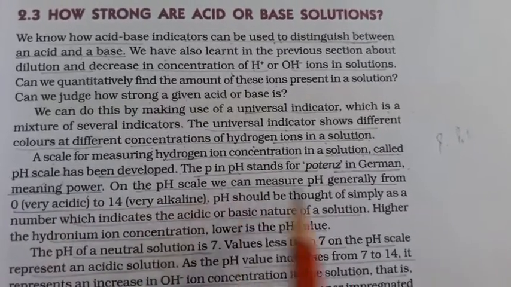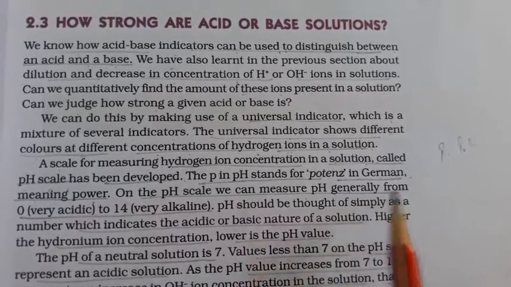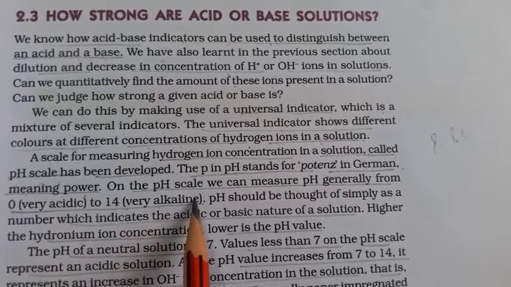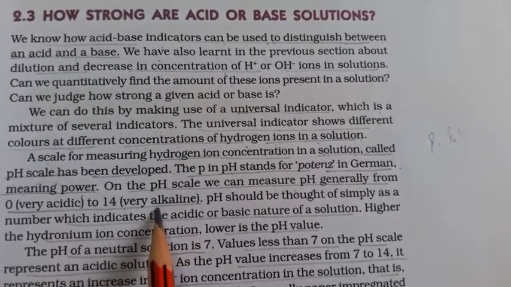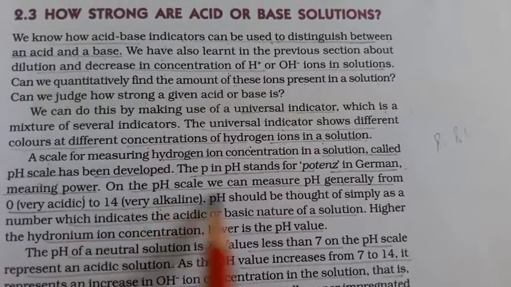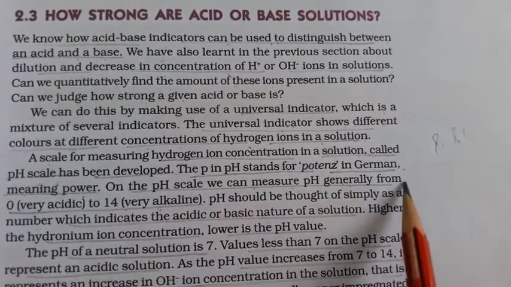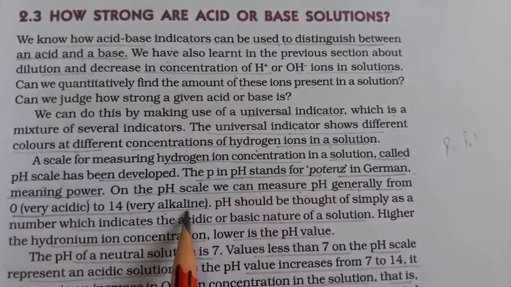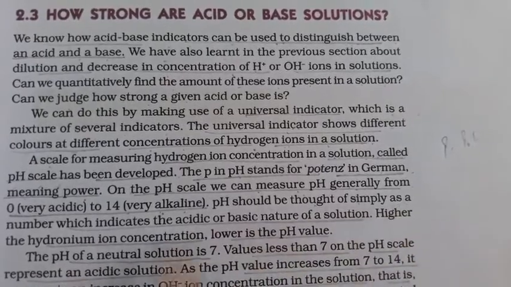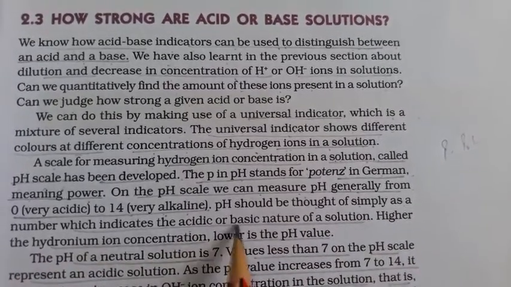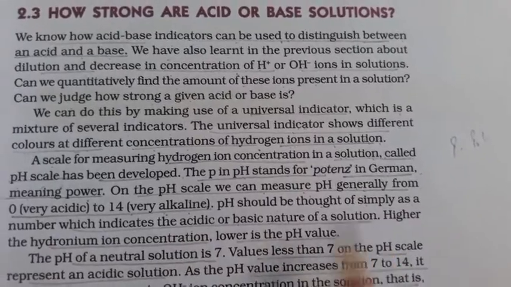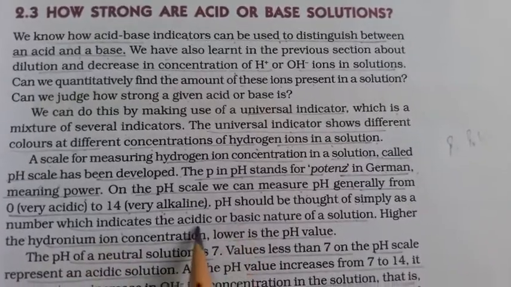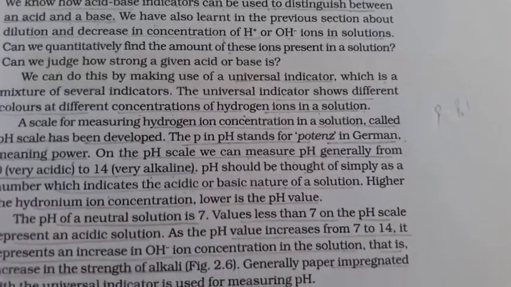On the pH scale, we can measure pH generally from 0, that is very acidic, to 14, that is very alkaline. Alkaline stands for basic nature. So the range is from 0 to 14. pH should be thought of simply as a number which indicates the acidic or basic nature of a solution.